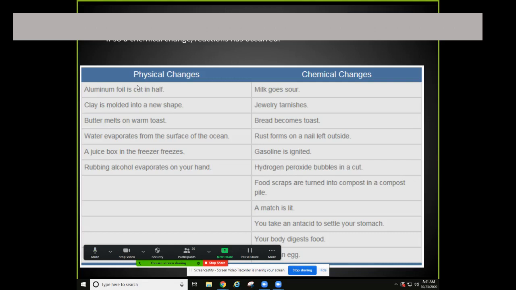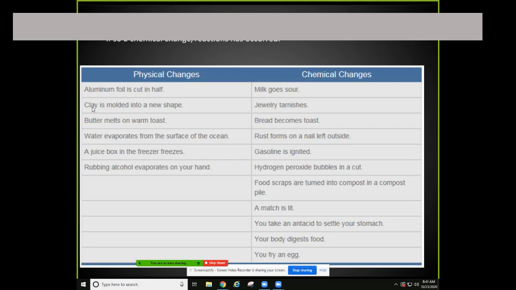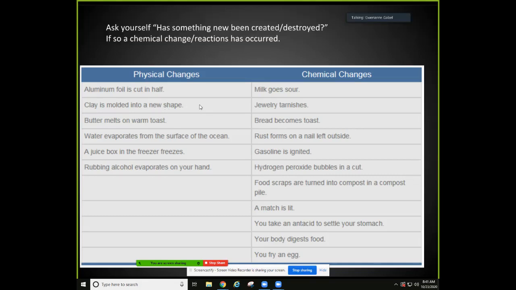Okay? So here are some examples of physical changes. Aluminum foil being cut in half, still aluminum foil. Clay being molded into a new shape, still clay, just looks different. Butter melting. It's still butter, but it's a liquid now. It went from a solid to a liquid. That's a phase change. Evaporation is a process of how we change phases.